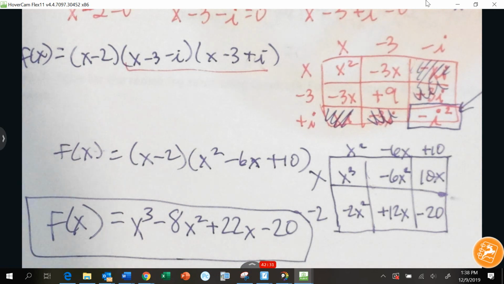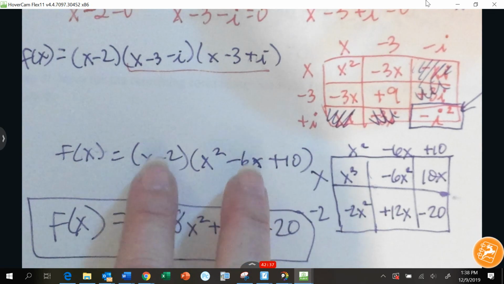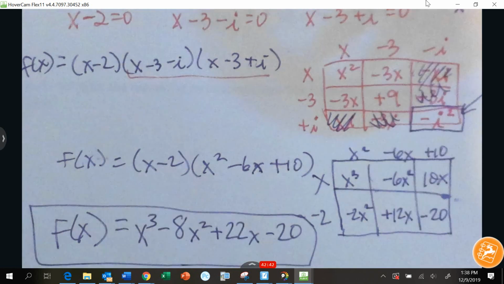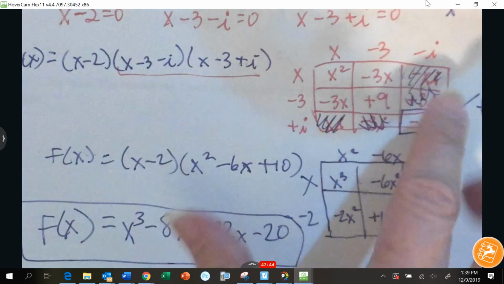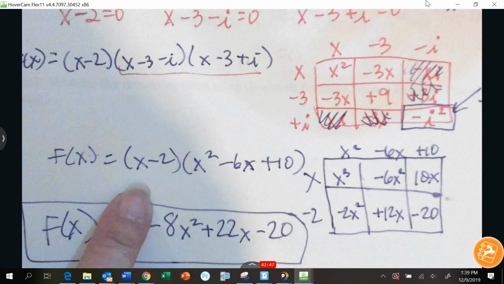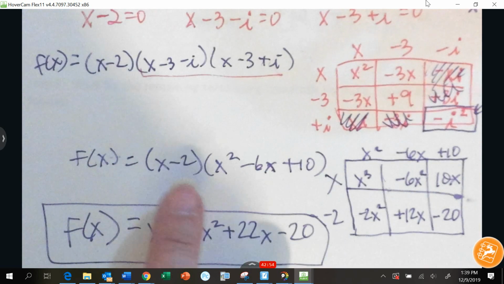Where'd I get what? The lower box. Oh, I'm sorry. It's from here. Well, the x minus 2, I just brought it down. And then I multiplied that stuff together and got this. And then I multiplied those two together and got that.